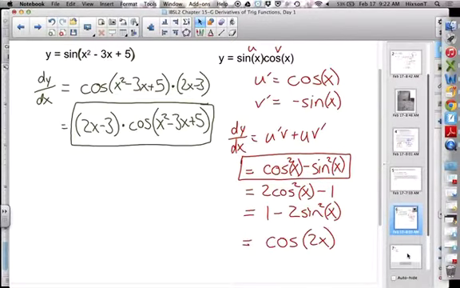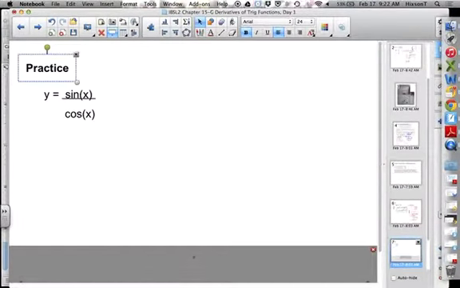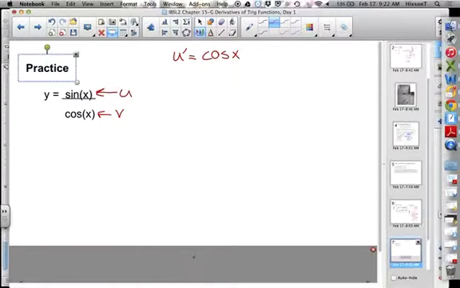Let's do another one here. y equals sine of x divided by cosine of x. Alright, so here's u and here's v. What rule are we using? The quotient rule. Alright, so u prime is cosine x. v prime is minus sine x. Good.